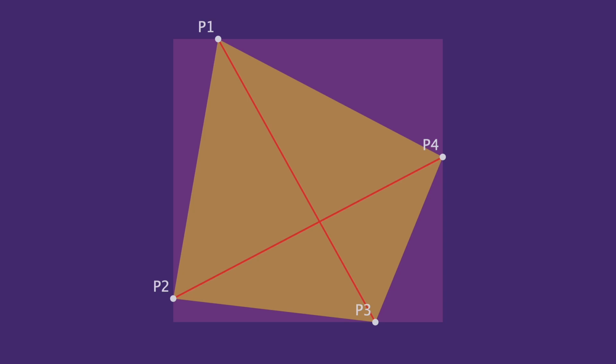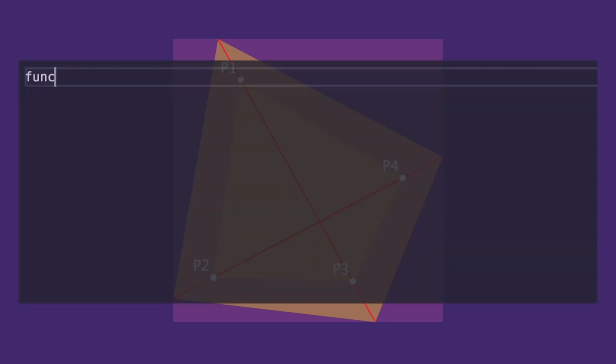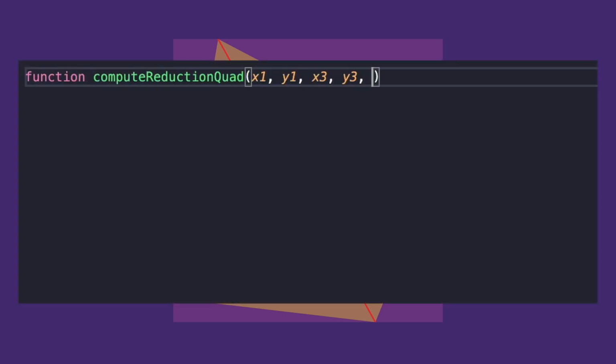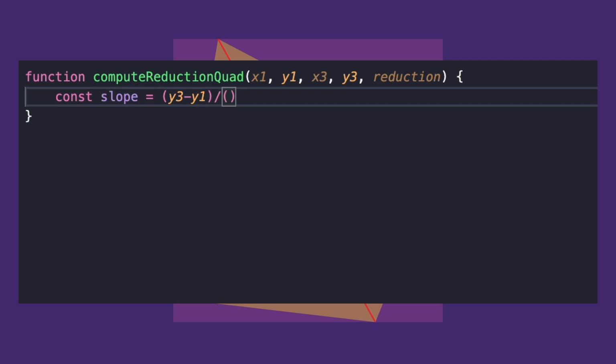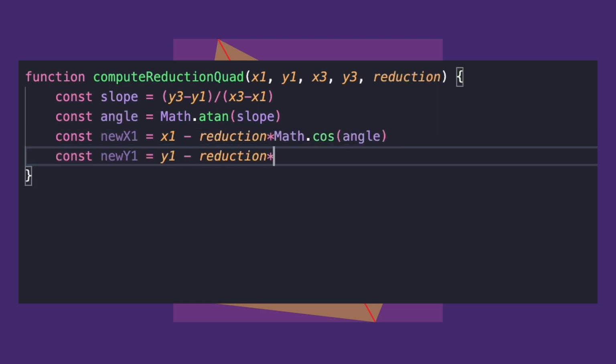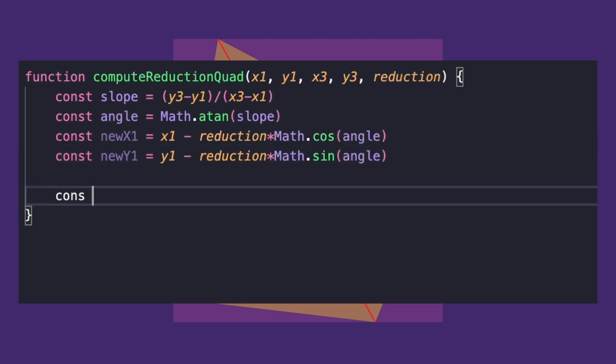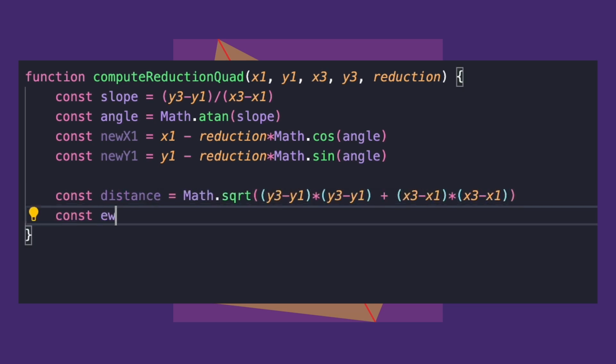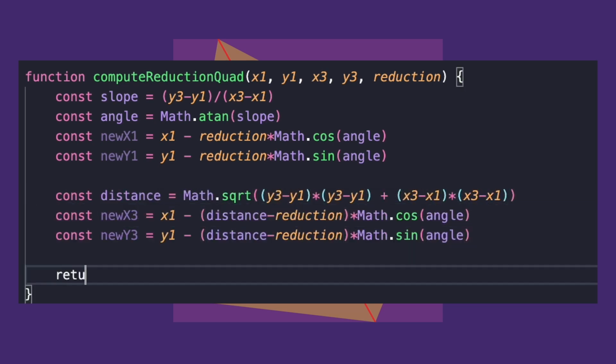If I could bring my opposing points closer together by an arbitrary distance, I would have better control over each tile reduction. To do so, I dug out my old geometry license and first computed the slope between P1 and P3. From it, I can find the angle between my slope and my vertical axis, and using this angle compute my new point 1. Then, using the distance between my two old points, I can compute my new point 3.